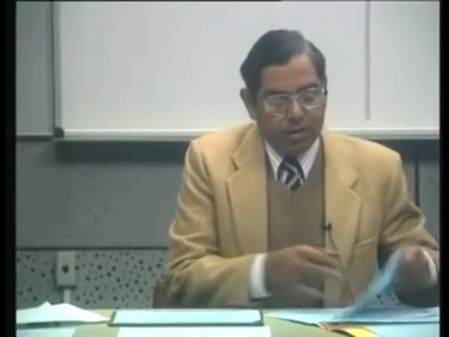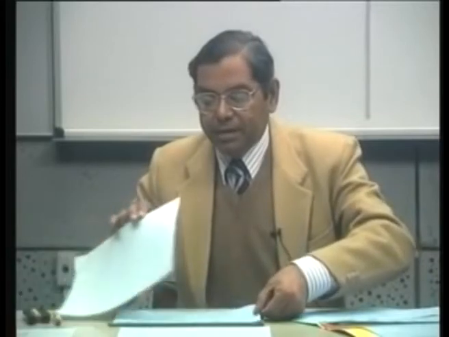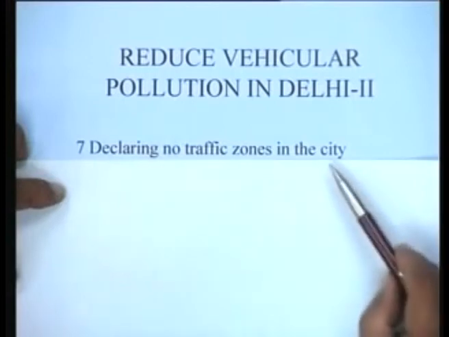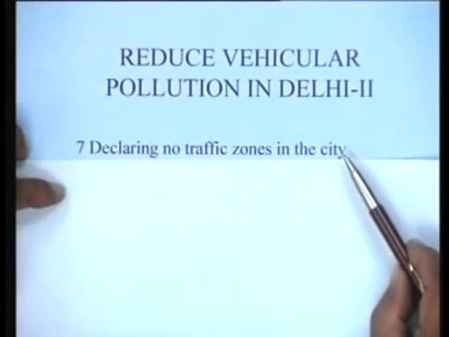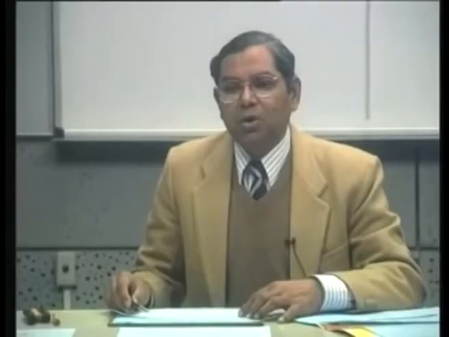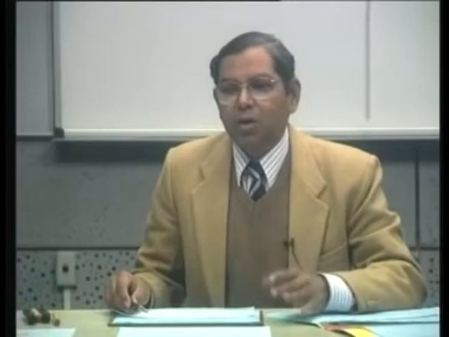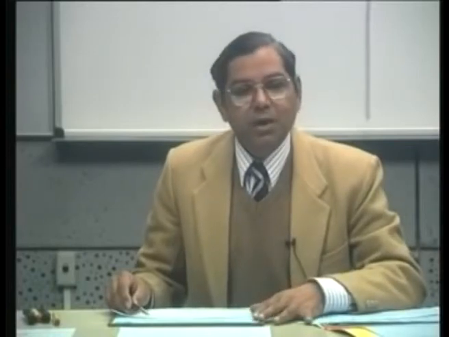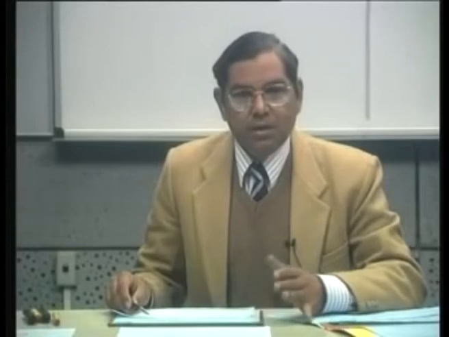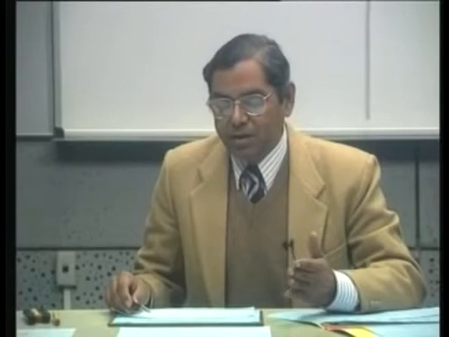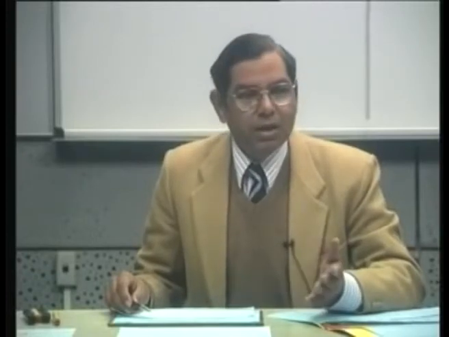Then let us talk about, see what else could be done. A seventh project that could be identified is declaring no traffic zones in the city. You can identify some crowded areas like Chandni Chowk or maybe near Connaught Place, and you say that no vehicle will go there and people will park their vehicles further and it will be only walking. This kind of strategy is there not only here but in many European countries as well, in many parts of America as well, where you have only no traffic zones, so people only walk there, that's all.